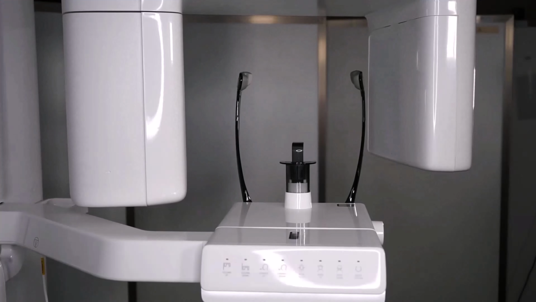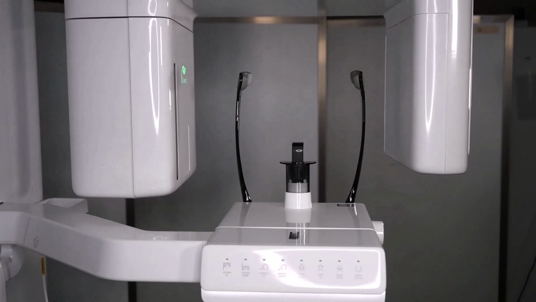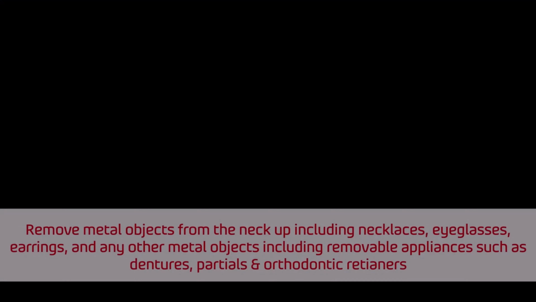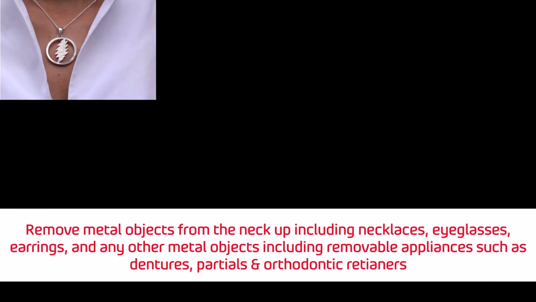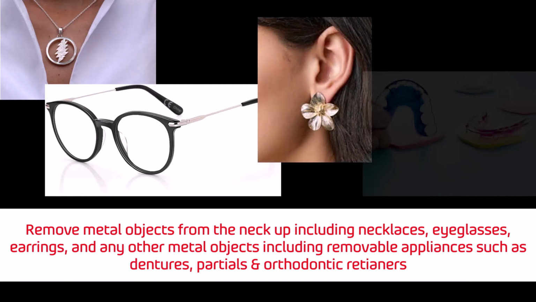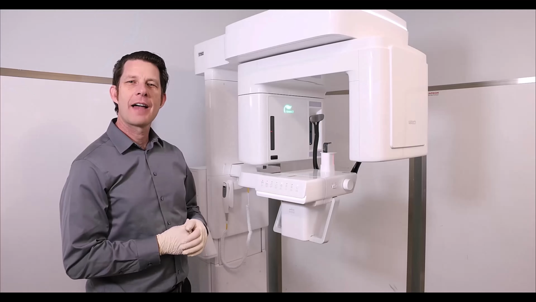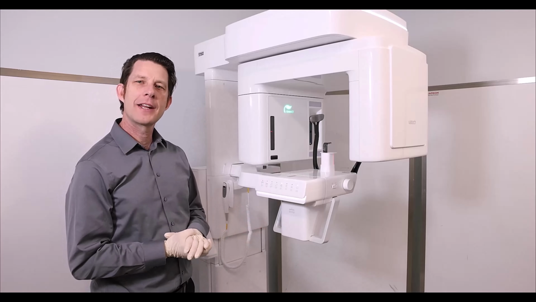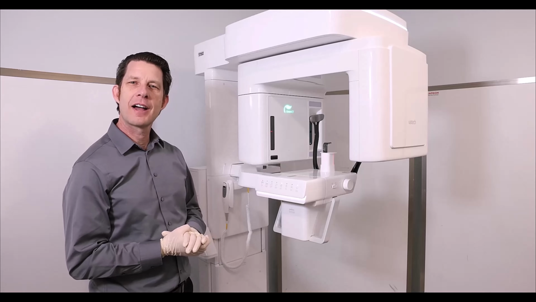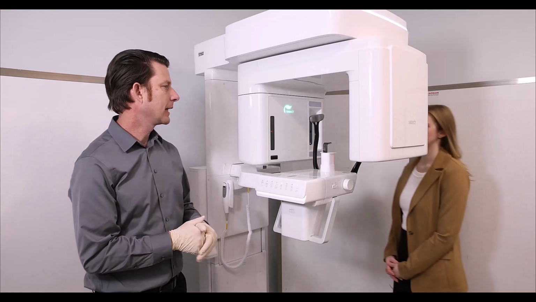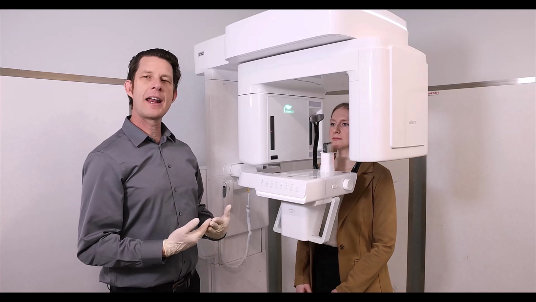The next step is to allow the machine to rotate to the acquired position, and then we can position our patient. In preparation, have the patient remove all metal objects from the neck up, including necklaces, eyeglasses, earrings, and any other metal objects. I've hit confirm on the console window and we're ready to bring our patient back into the device. So I'll bring my patient back over and have him stand up straight, please. So kind of straight and tall at attention.